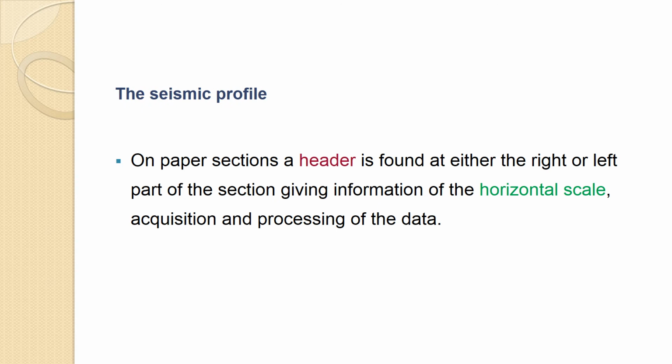So on the paper of this section, you will find something called a header on the top. It's found either on the right or left part of the section, giving information on horizontal scale, acquisition, and processing of the data. Sometimes you find the name of the company, the acquisition method, and the scale, and very important information in the header.